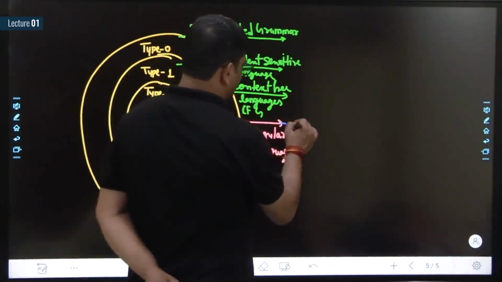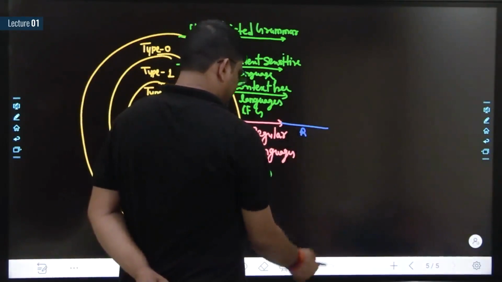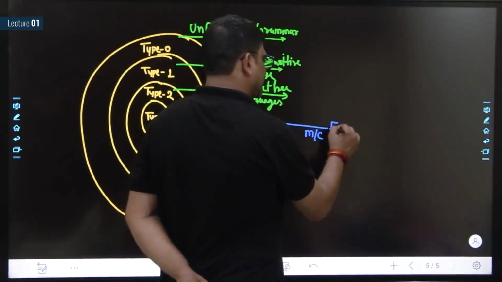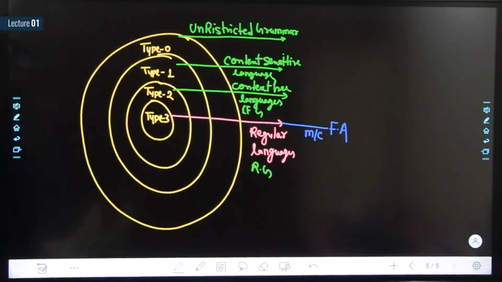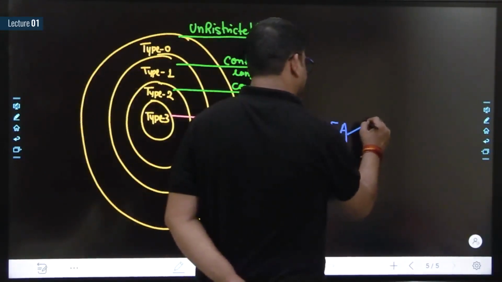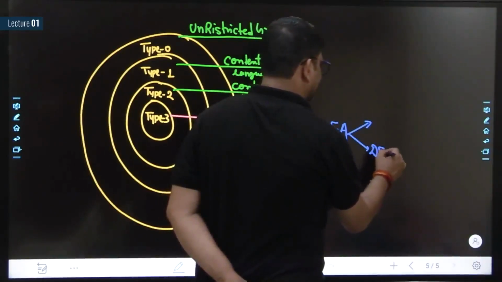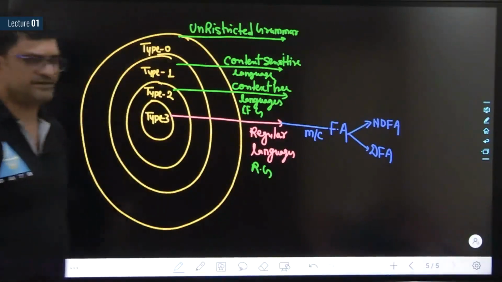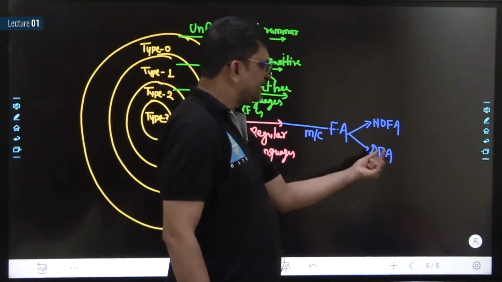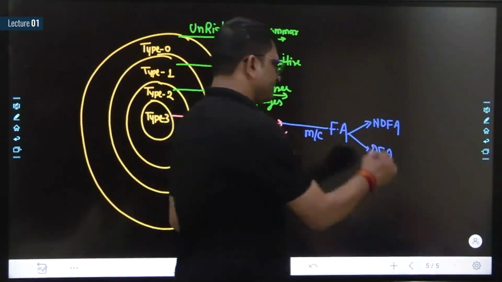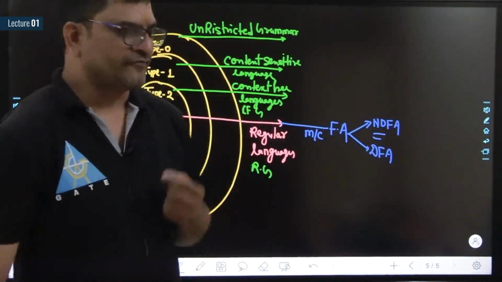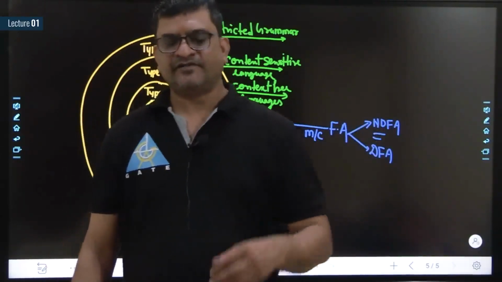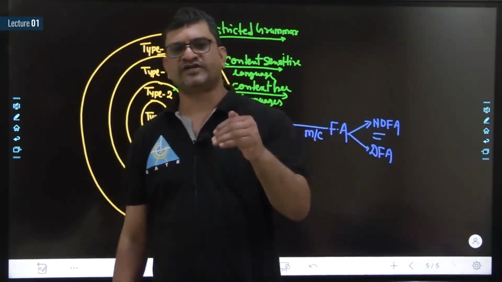The recognizable machine for regular language is known as finite automata. Finite automata again divide into two categories: deterministic finite automata, non-deterministic finite automata. The expressive power of NFA and DFA are the same. What do you mean by this? Whatever language is accepted by the DFA can also be accepted by the NFA. We can convert every DFA into NFA and every NFA into DFA.